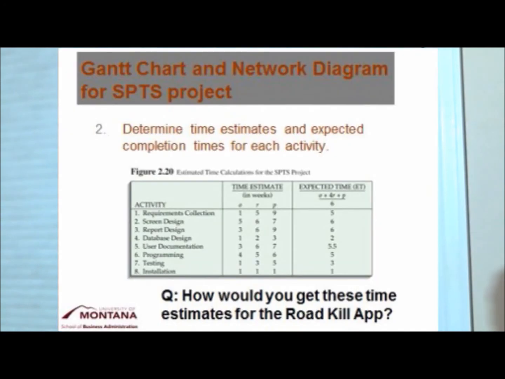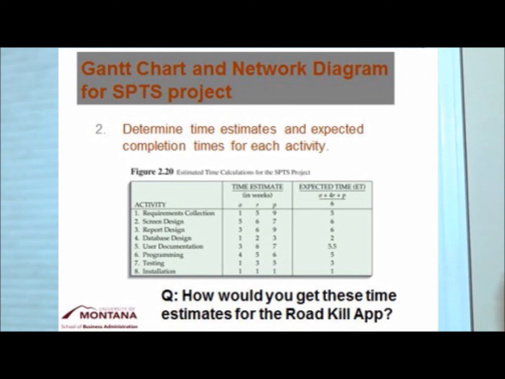So what we just did is we looked at all the steps that would be required if we were building a sales promotion tracking system. And I asked the question, what would be different if we did a roadkill app? Well, after you've identified all the activities that you're going to need to do for your app, the next thing we need to do is make some estimates of how long things are going to take and what the expected time is going to be, and that's actually a calculation. So take a look at this slide.